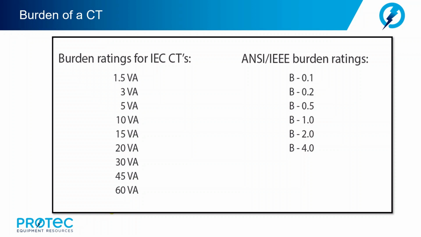Now, this means a CT with a burden rating of B-0.2 can tolerate up to 0.2 ohms of impedance in the metering circuit before its output current is no longer a fixed ratio of the primary current. Switch blocks, meters, and intermediate conductors will all contribute to the burden of a current measurement circuit. The conductor between the meter and the CT will typically be the source of excess burden.